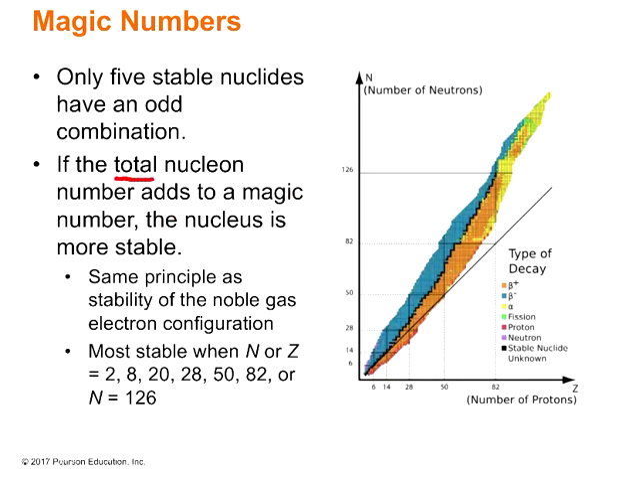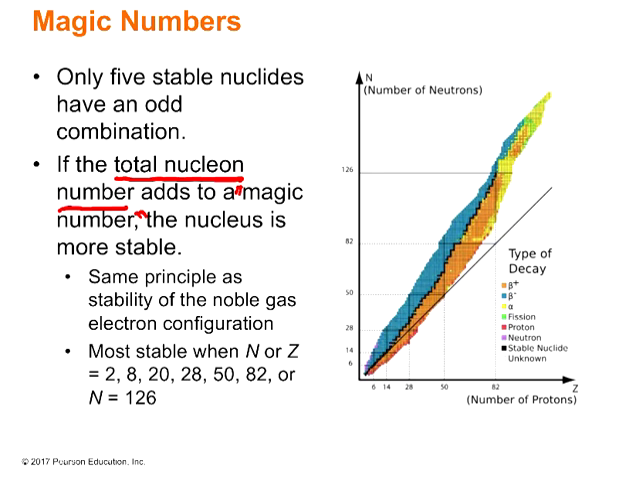Now, if the total number of protons and neutrons, so the total nucleon number, adds to what's called a magic number, the nucleus is more stable. So again, I talked about how some atoms have very particular numbers of electrons that makes them very stable. It's the same thing here. So if the number of neutrons or the number of protons is equal to 2, 8, 20, 28, 50, 82, or 126, they are particularly stable.